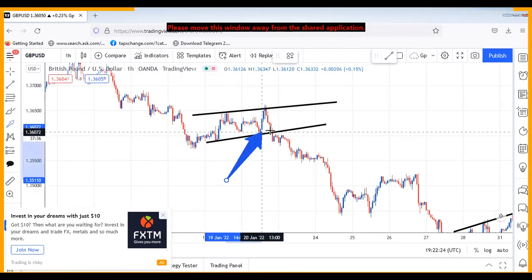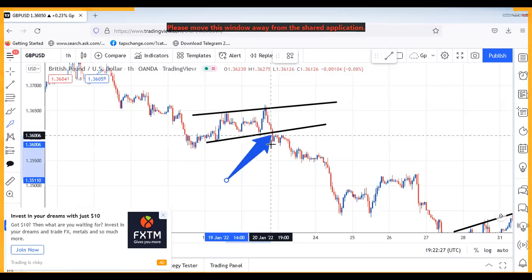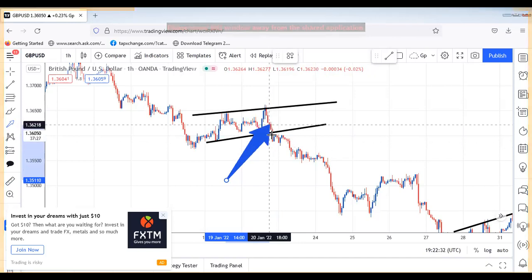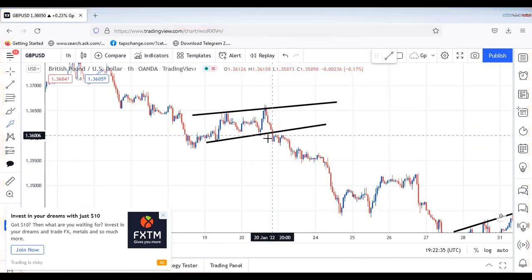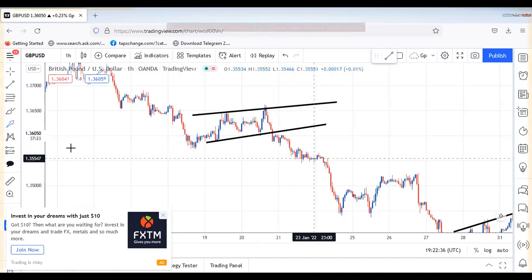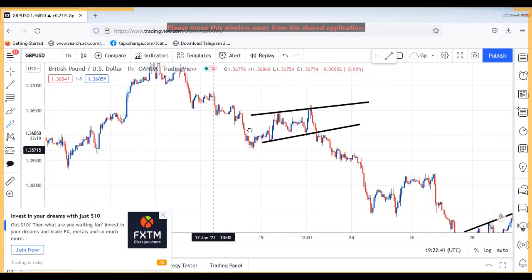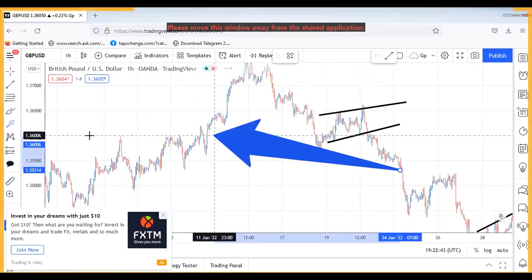The bullish candle broke below the support. What are you supposed to do? You're supposed to enter this market as a sell. Can you see how much you could have made? Just imagine how much you could have made from here to here.